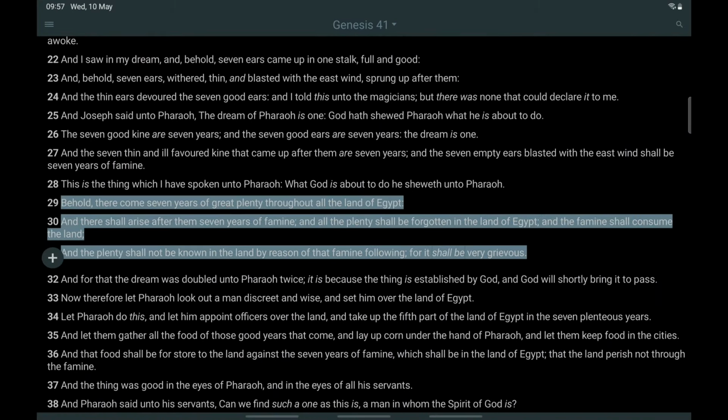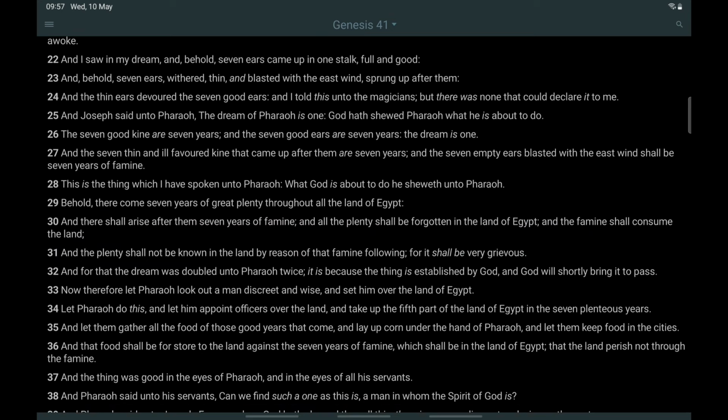Behold, there come 7 years of great plenty throughout all the land of Egypt, and there shall arise after them 7 years of famine, and all the plenty shall be forgotten in the land of Egypt, and the famine shall consume the land. And the plenty shall not be known in the land by reason of that famine following, for it shall be very grievous.